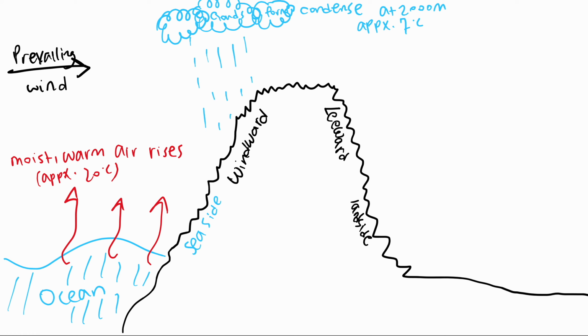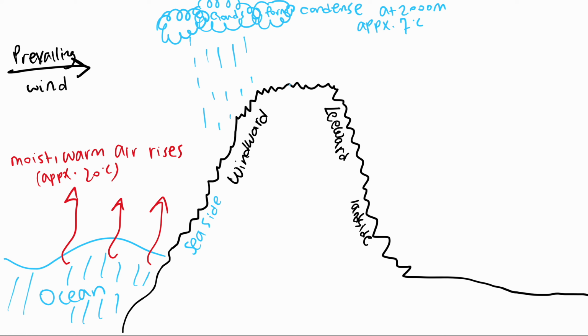Precipitation. So the moisture condenses as the air cools. As the moist warm air rises, it's going to condense as it cools. Humidity increases, clouds form, and eventually it's going to cause rain. This is called the relief rainfall.